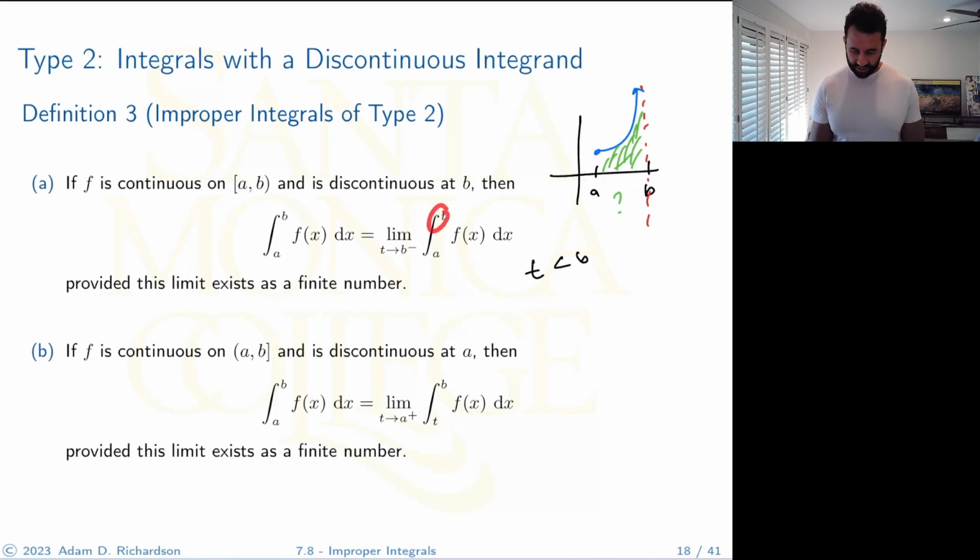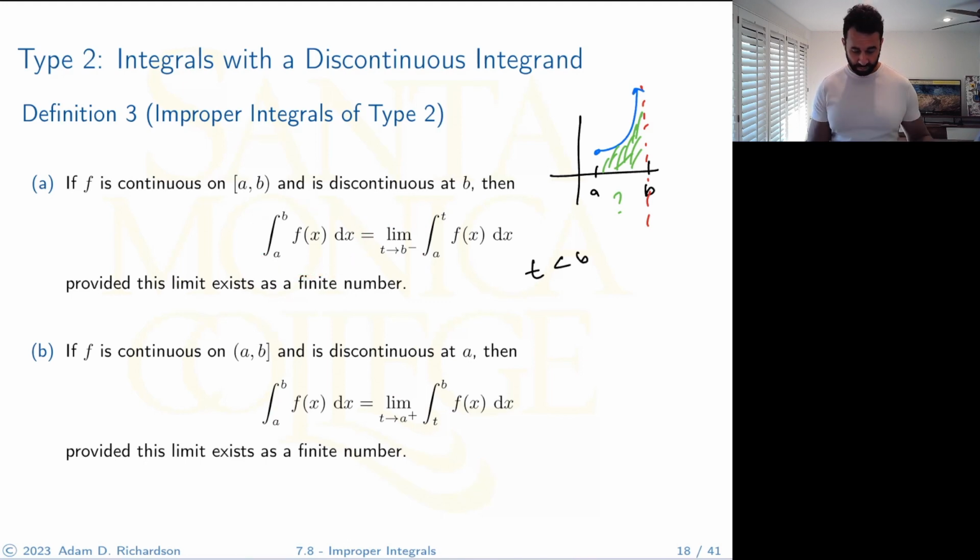Now, the integral from a to t is a definite integral. Our function is bounded on that interval. The interval is finite. We can use FTC2, hopefully, if we've got a nice function, and no problems. So what we're going to do is look at the limit of these proper integrals, and that will be what our improper integral is.